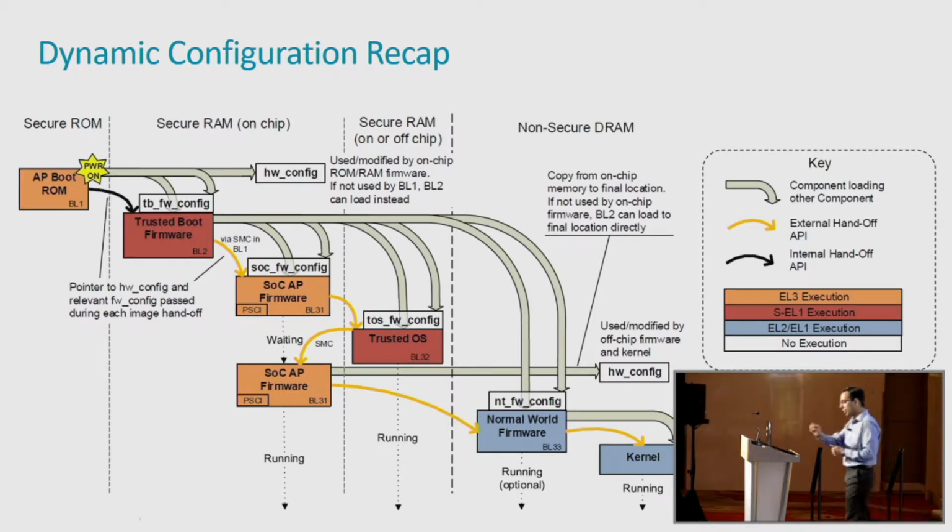The block arrows show the load sequences. So BL1 is loading BL2, and BL2 is loading all the other bootloader images. And the thin arrows show the execute sequence in the diagram.